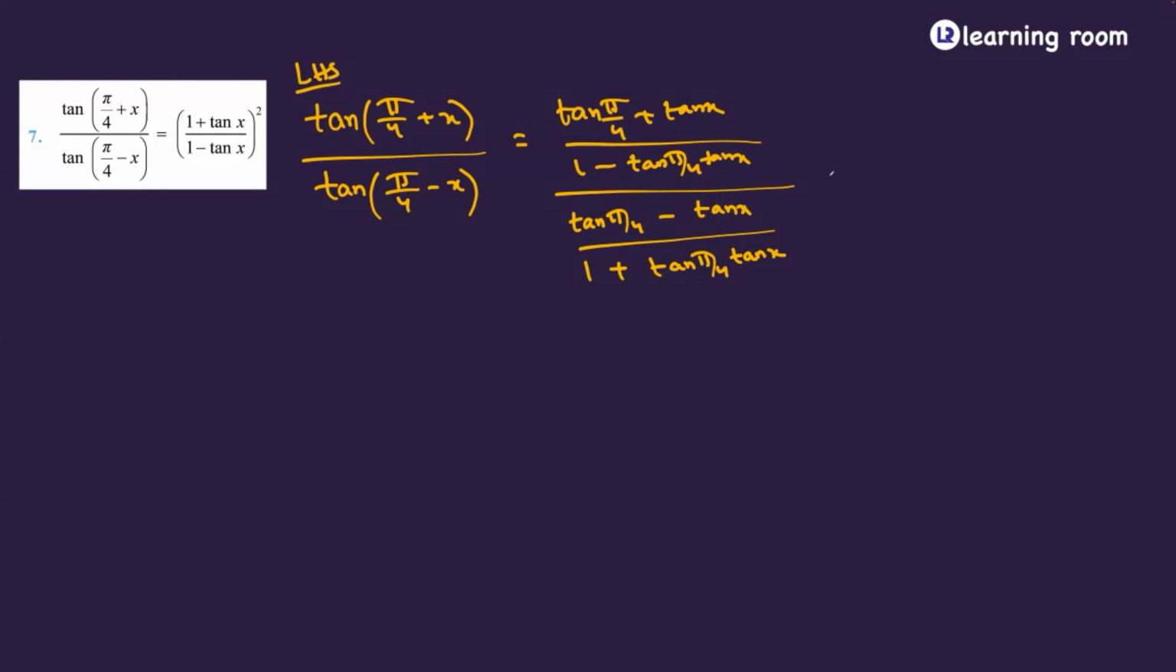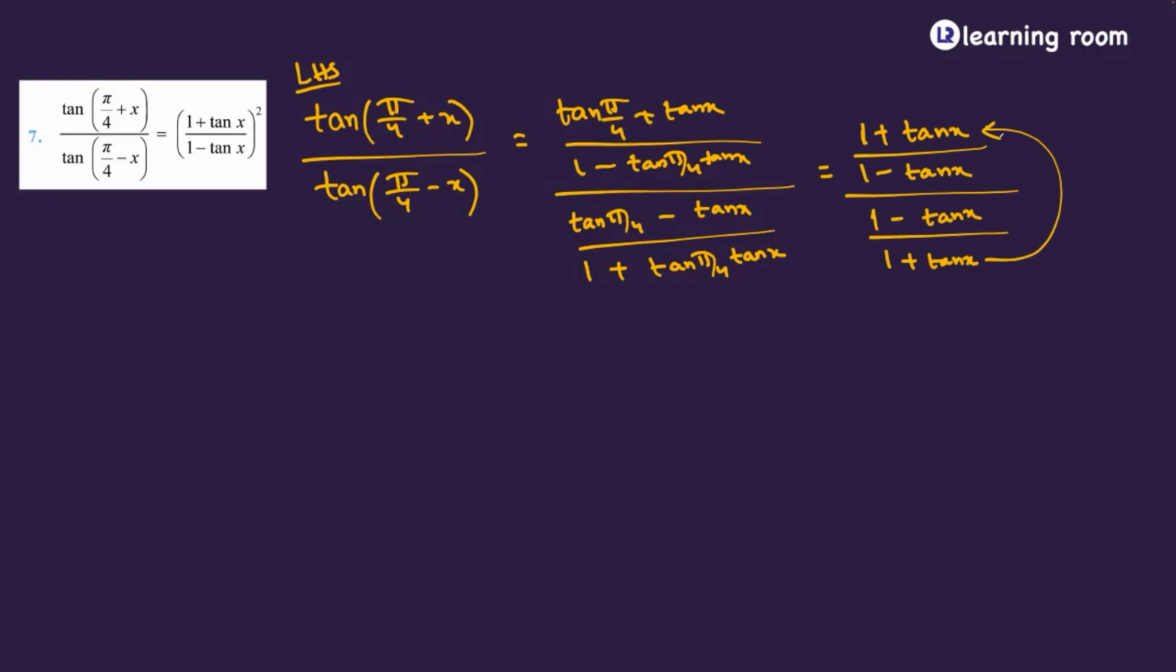So it will be 1 plus tan x by 1 minus tan x, the whole divided by 1 minus tan x divided by 1 plus tan x. So 1 plus tan x will go to the numerator. 1 minus tan x and 1 minus tan x will get multiplied. So when that is the case, you will have the answer as 1 plus tan x by 1 minus tan x, the whole square. So this is what is RHS. Right?